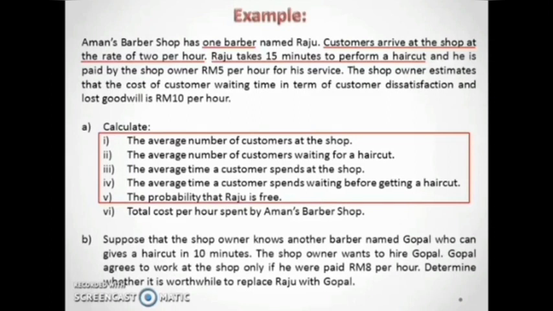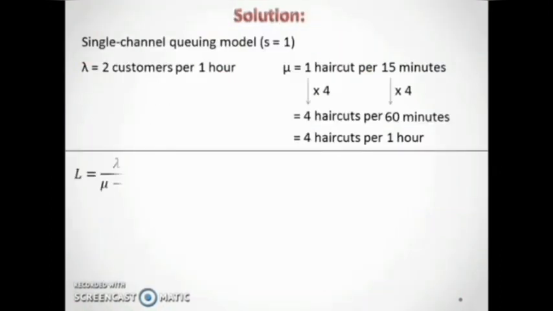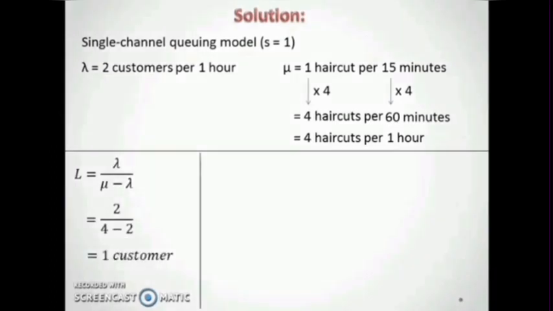First is the average number of customers at the shop. Second, the average number of customers waiting for a haircut. Third, the average time a customer spends at the shop. Fourth, the average time a customer spends waiting before getting a haircut. And fifth, the probability that Raju is free. So first is the average number of customers at the shop. Our equation is L equals lambda over mu minus lambda. So it is 2 divided by 4 minus 2 equals 1, or 1 customer at the shop.